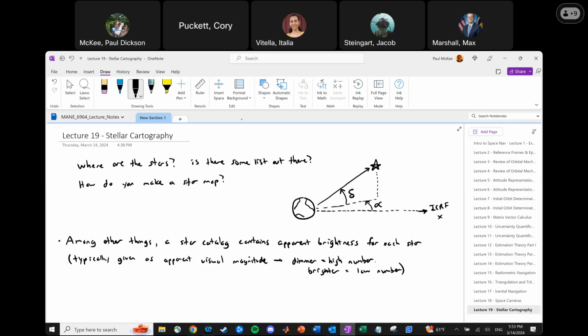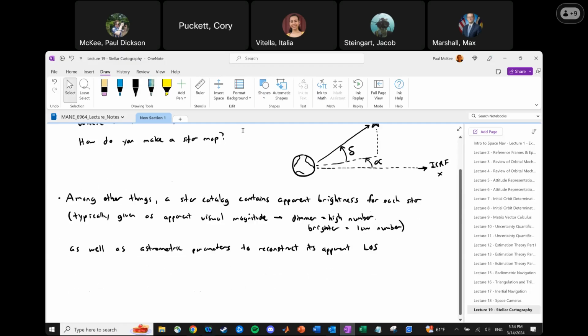Now, this is a run-on sentence here. Among other things, the star catalog contains apparent brightness for each star, as well as astrometric parameters: measuring stars to reconstruct its apparent line of sight. So some examples of these star catalogs, which now we know that a star catalog is really just a data table of astrometric parameters, which is a little bit less cool than like star map sounds really fancy. It's a little bit more boring in real life, but what we can do with it is very cool.